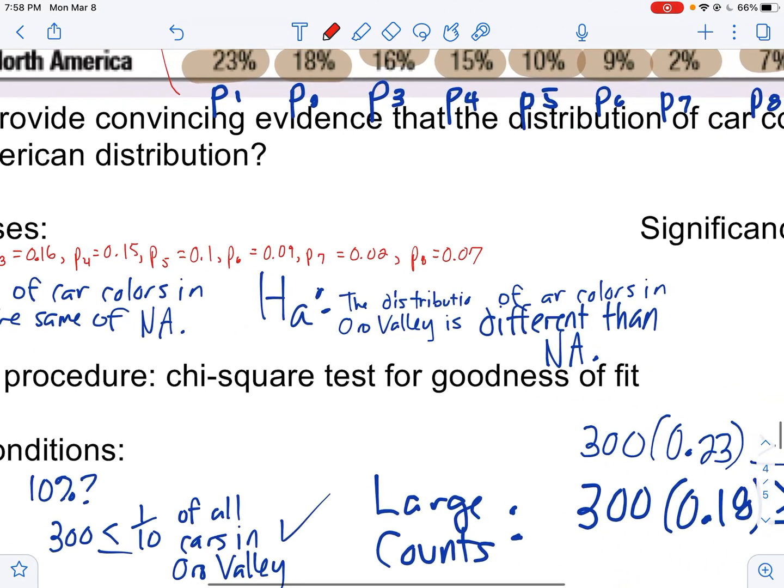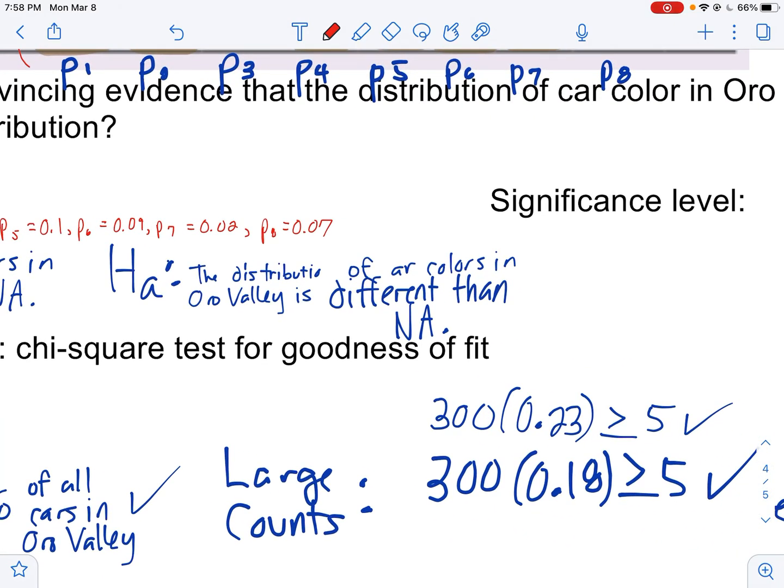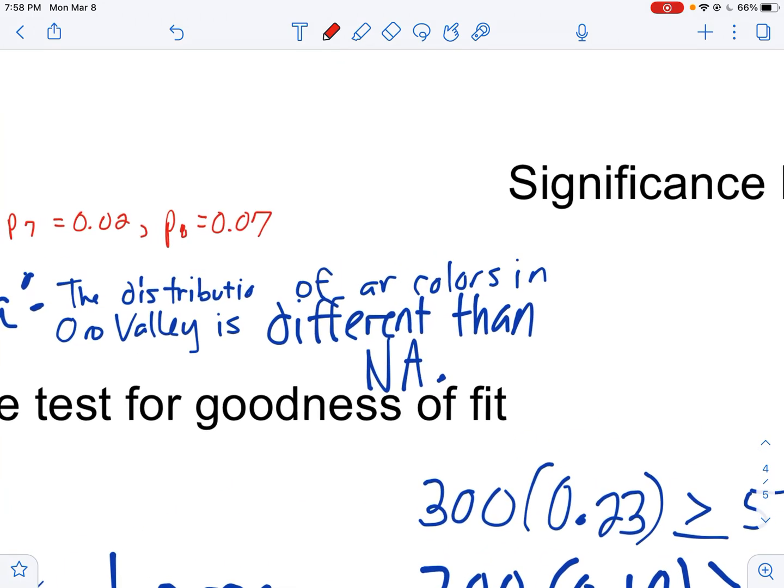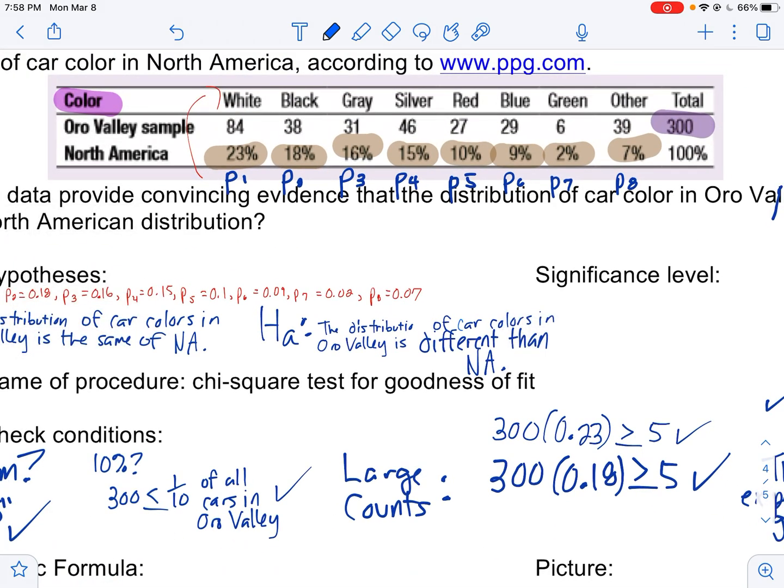So I saved myself the time here. I went with a nice short statement, because I'm just trying to prove that the distribution of car colors in Oro Valley is different than North America. Not specifically which color is different. I'm just trying to prove that in general it's different.